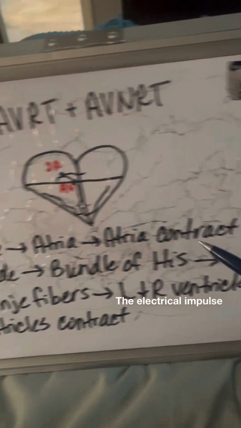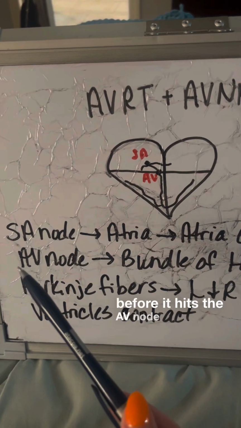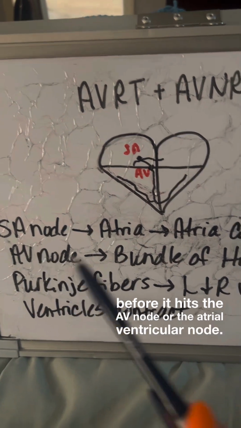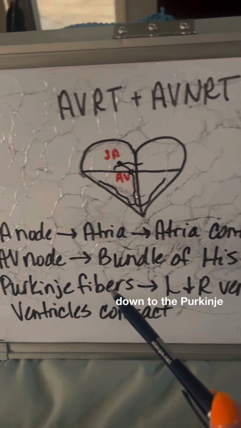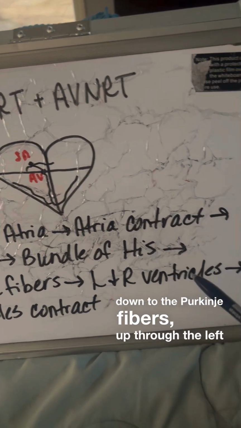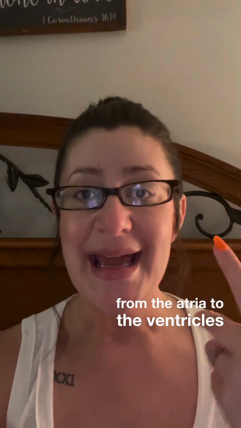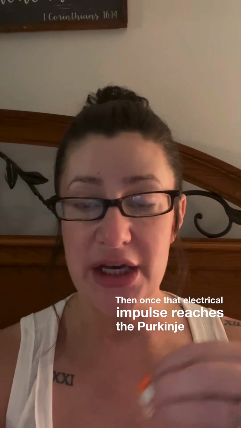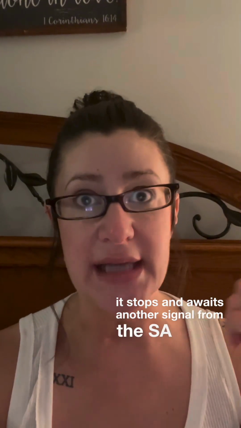The electrical impulse is then delayed a bit before it hits the AV node, or the atrioventricular node. It then travels down through the bundle of His, down to the Purkinje fibers, up through the left and right ventricles, causing the ventricles to contract. Now, the only place that an electrical impulse can travel from the atria to the ventricles is the AV node. Then once that electrical impulse reaches the Purkinje fibers, it stops and awaits another signal from the SA node.